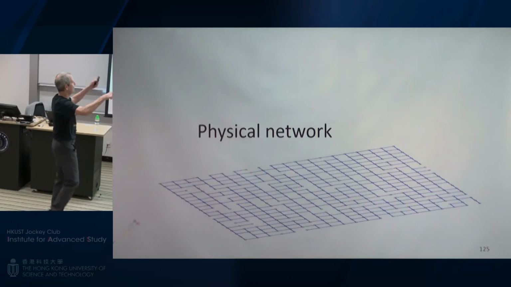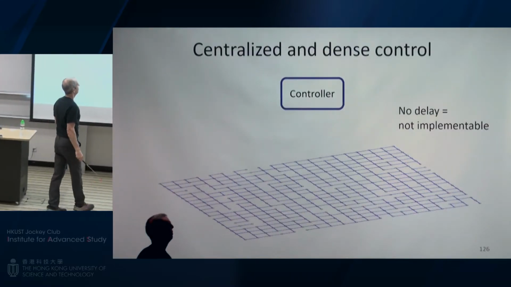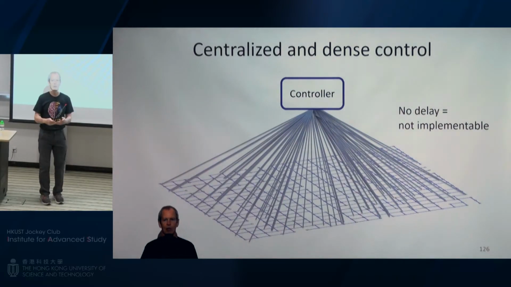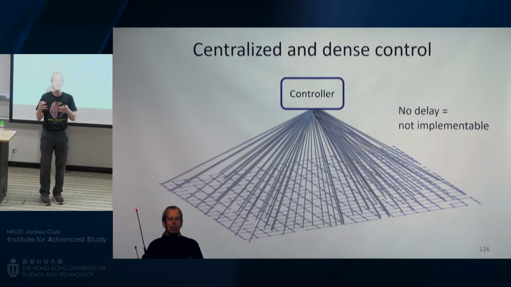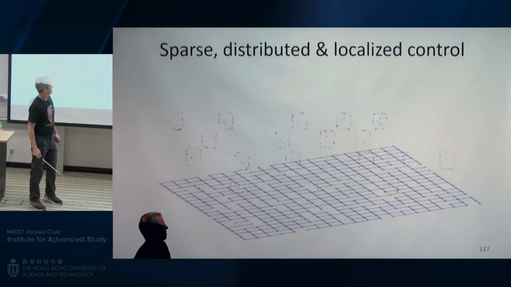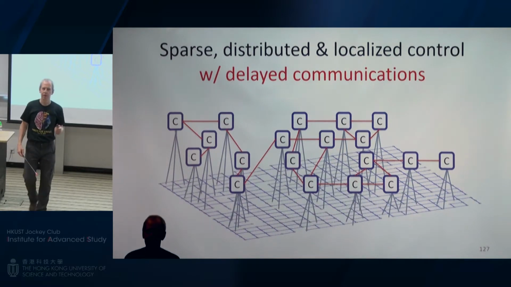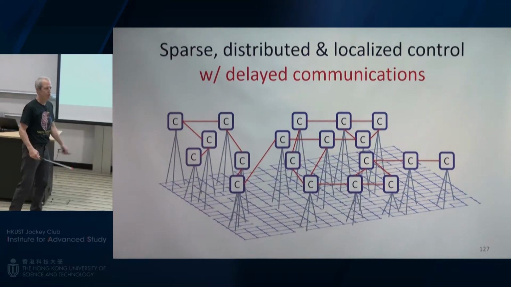So here's the idea: you got some physical network. What does old control theory let us do? We have to have a centralized controller, and there can't be any internal delays in the controller. The controller has to be everything. That's not the system we want. That's what we want. This is how the internet actually works, and this is how future smart grid works.